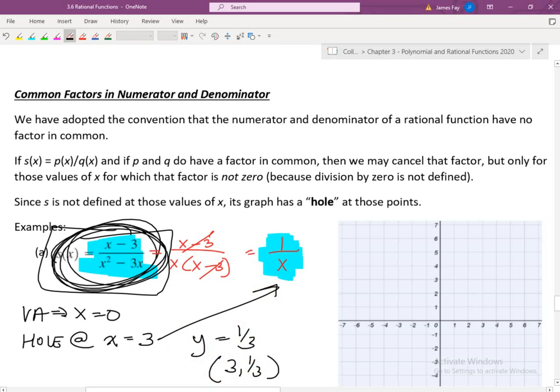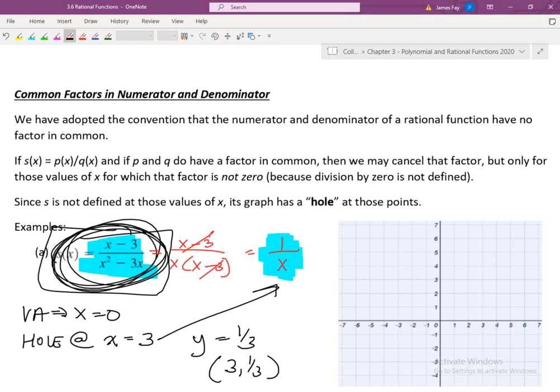So if we were just looking at 1 over x, that was the problem that we start with. There are no holes, and there would be a point 3 comma 1/3, right? It would be shaded in on my graph. If we look at x minus 3 over x squared minus 3x, it is the same exact thing as 1 over x. But except now at that point 3 comma 1/3, instead of it being shaded in, it's an open dot. Because we have a point discontinuity there.